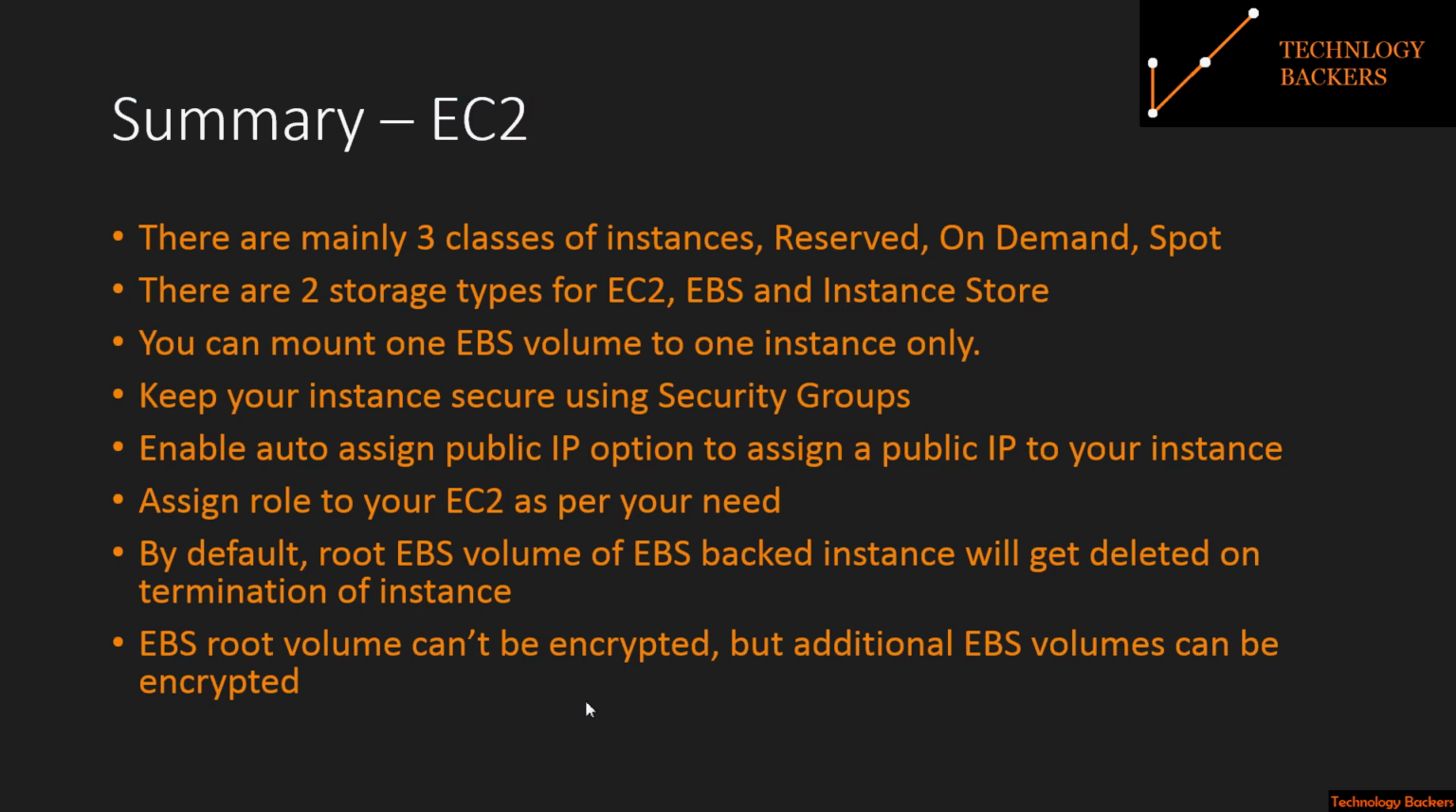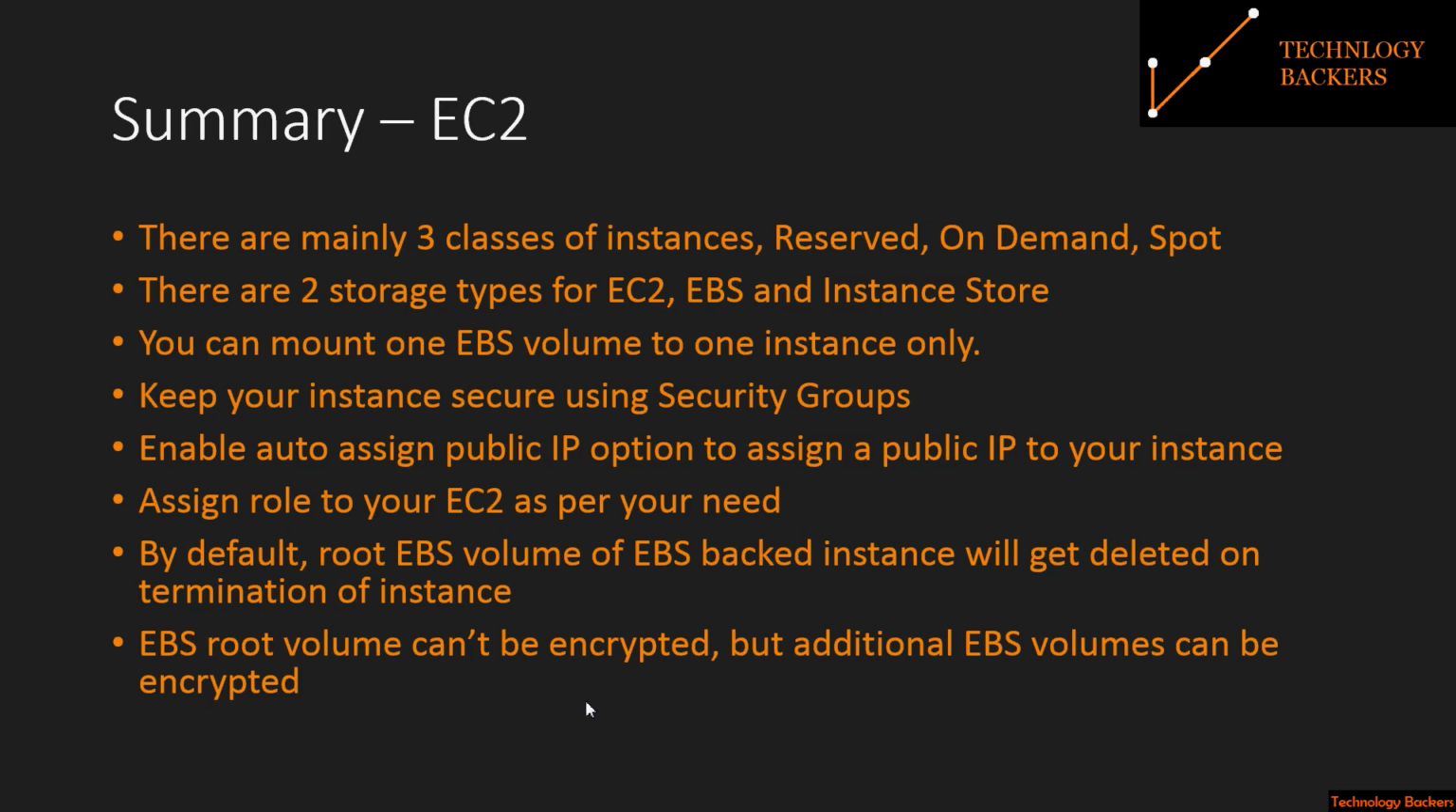There are mainly three classes of instances: reserved, on-demand, and spot instances. There are two storage types for EC2. One is EBS backed and one is instance store. You can mount one EBS volume to one instance only. This is a very important point. You cannot mount one EBS volume to two EC2 instances. That we can't do. That we can do with instance store.